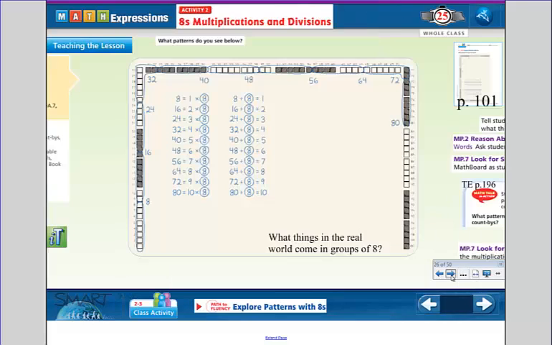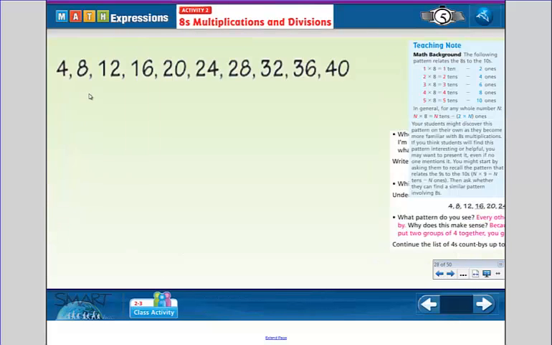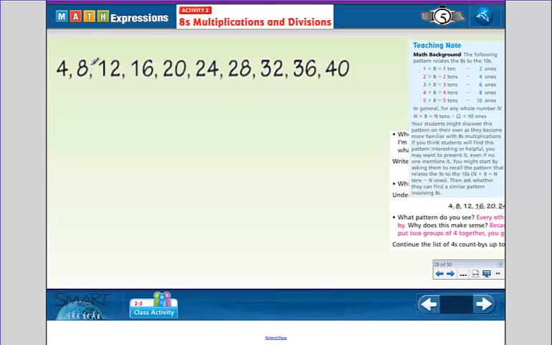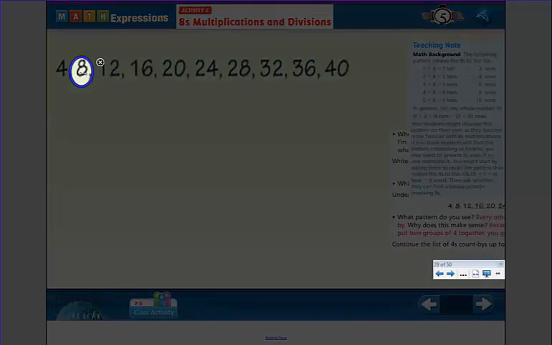Well, here's the 4's times tables, and so I'm going to do a skip counting with it. 4, 8, 12, 16, 20, 24, 28, 32, 36, 40. And if we take our pen, we can actually find some 8s. 8 times 1 is 8. We move it over. 8 times 2 is 16. Move it over some more. 8 times 3 is 24.